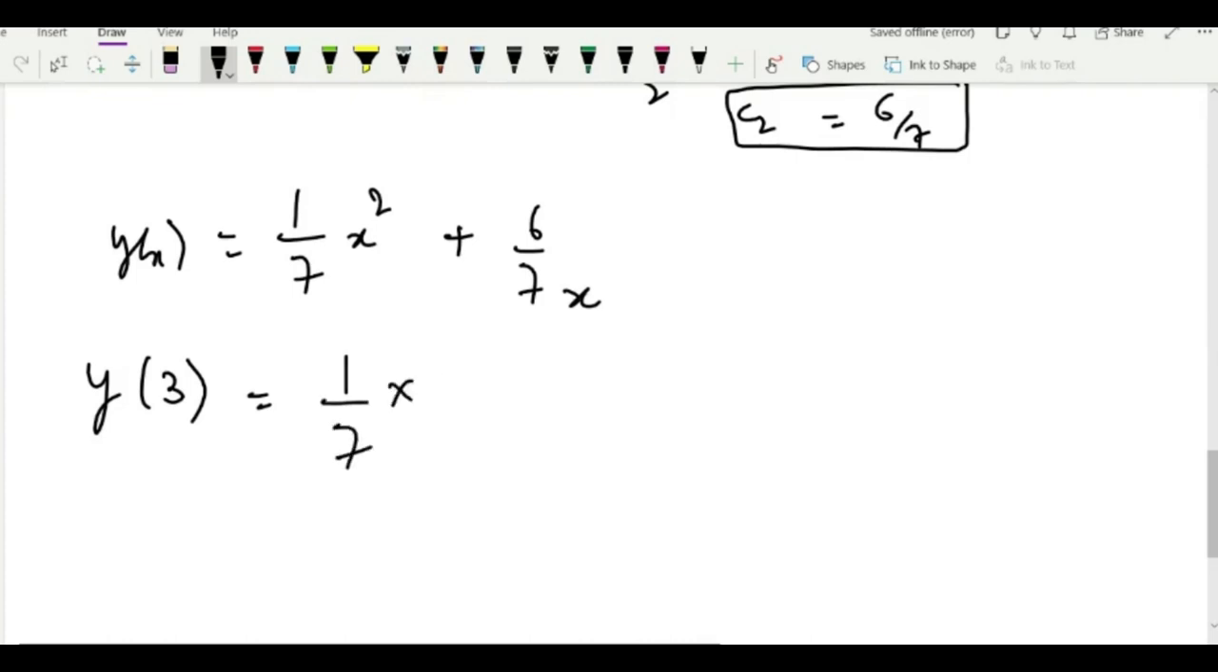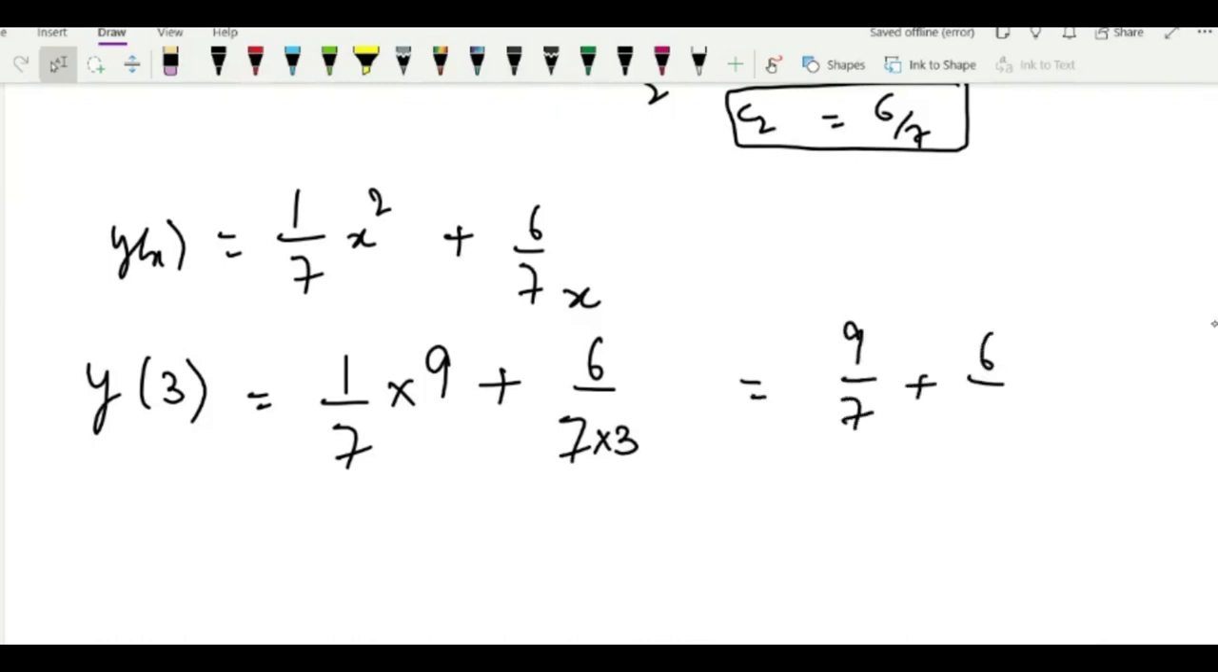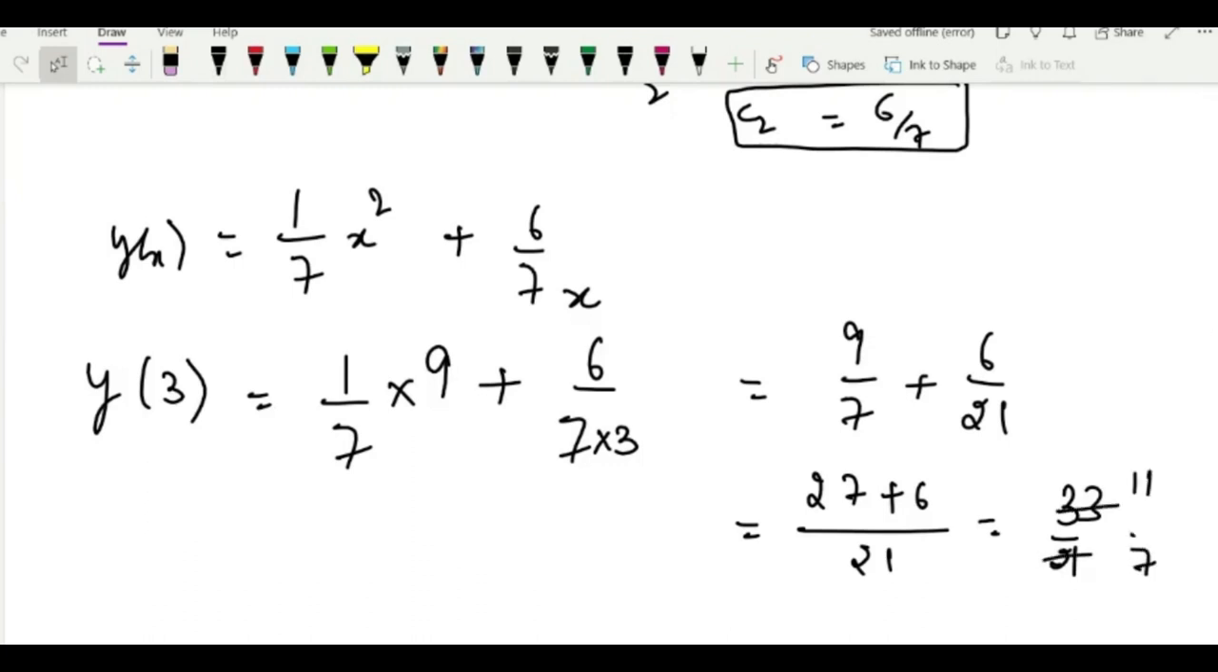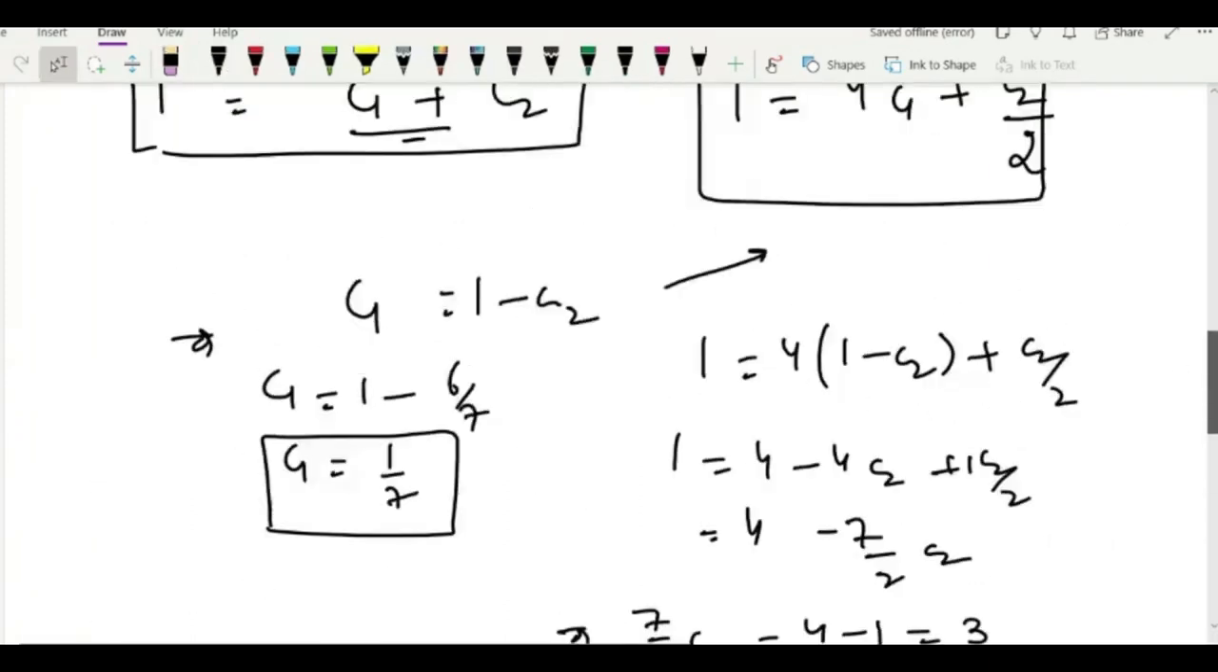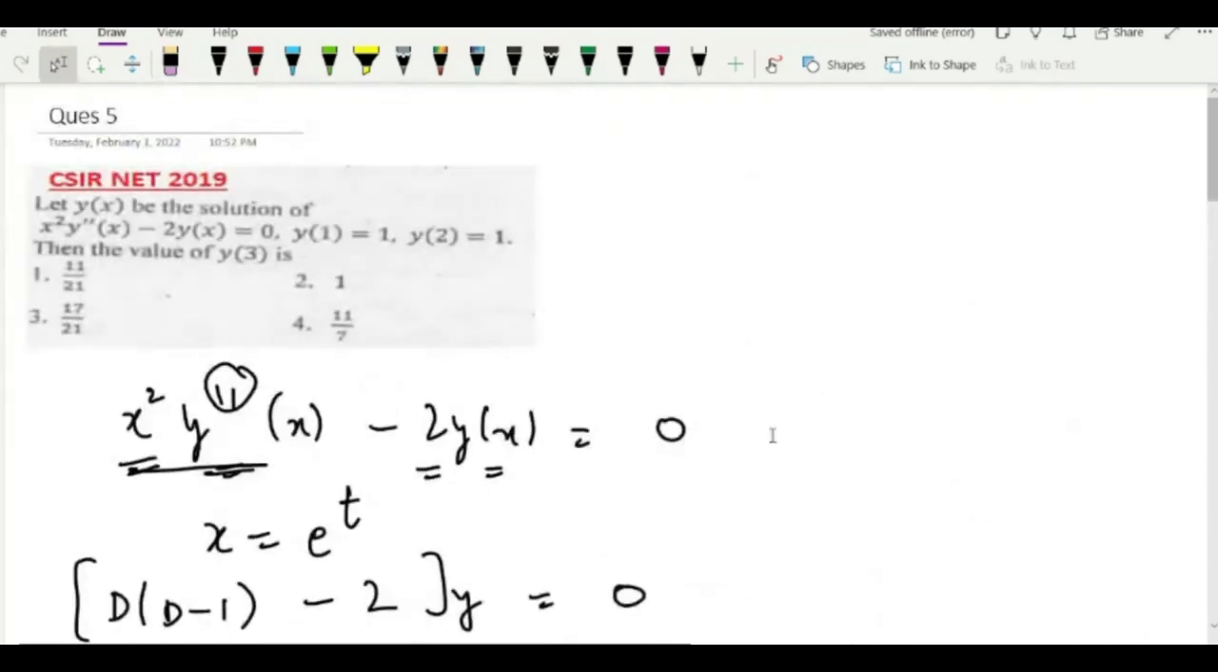So substituting x equal to 3, it becomes 9 by 7, and it becomes 7 into 3, 21. So 9 upon 7 plus 6 upon 21, taking LCM, we get 27 plus 6 is equal to 33 by 21, which can be cancelled by 3, 11 by 7. So this is our required answer, that is 11 by 7. We can see from here the fourth option is correct, 11 by 7.